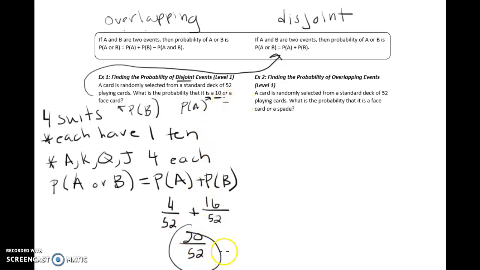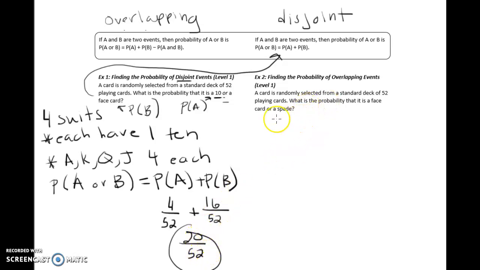For your assignments on Schoology, I need you to turn this into a percentage and then round to the nearest decimal or nearest whole number, I believe is what it says on the assignment. So I do 20 divided by 52 times 100.